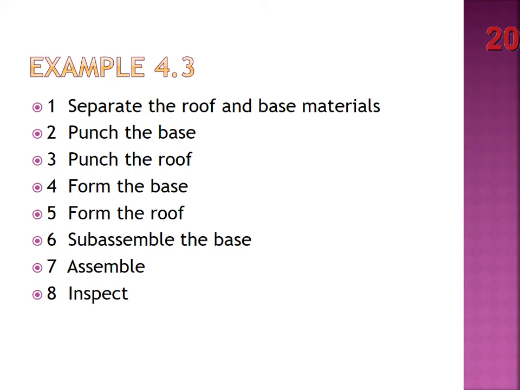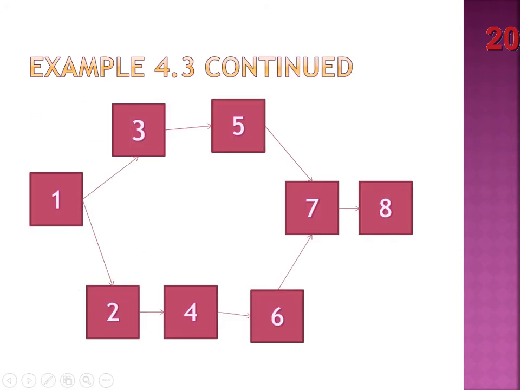A list of activities needed to fabricate a roof, fabricate a base, and assemble a shed is given in Table 4.1. Okay, so this is basically Table 4.1. That's that list of activities. Okay, and so here's that first step where we identify the activities, and then we want to put it into our diagram, right?